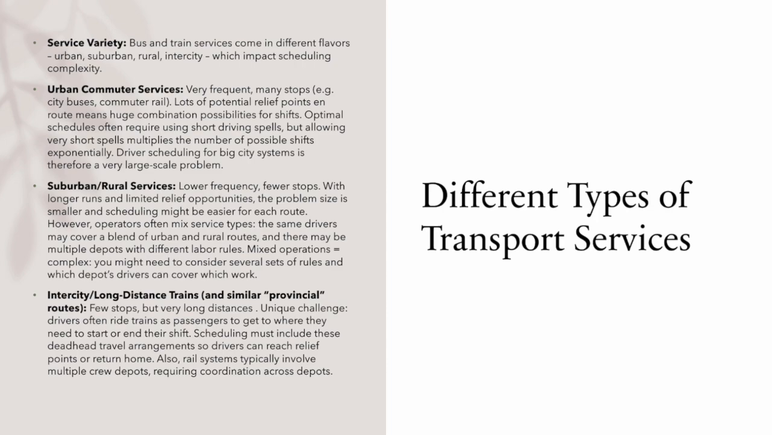Next, you have suburban and rural services: lower frequency, fewer stops, with longer runs and limited relief opportunity. The problem size is smaller, and scheduling might be easier for each route. However, the operators must mix service types. The same driver may cover a blend of urban and rural areas, and there may be multiple depots with different labor rules.